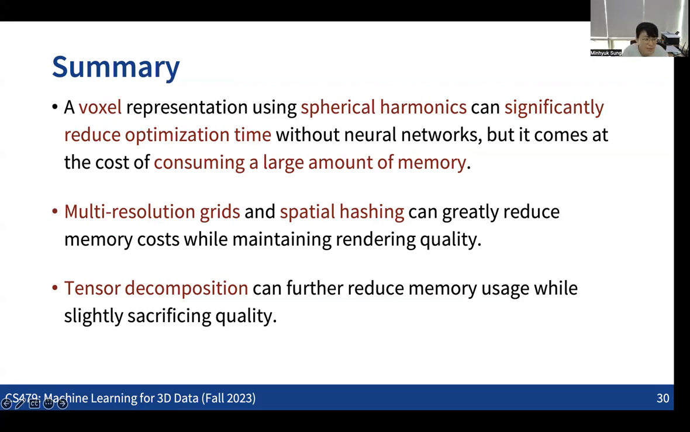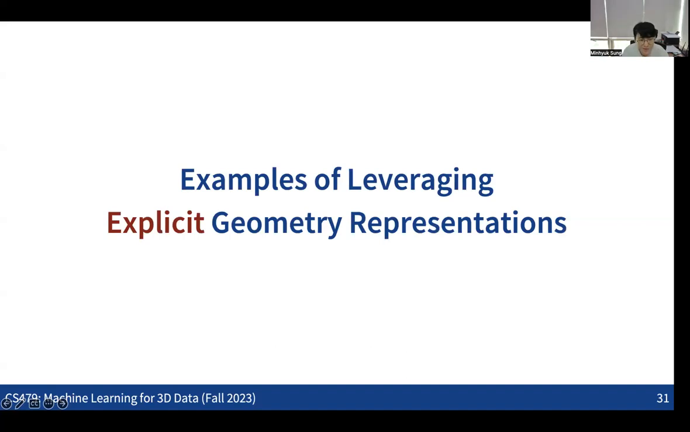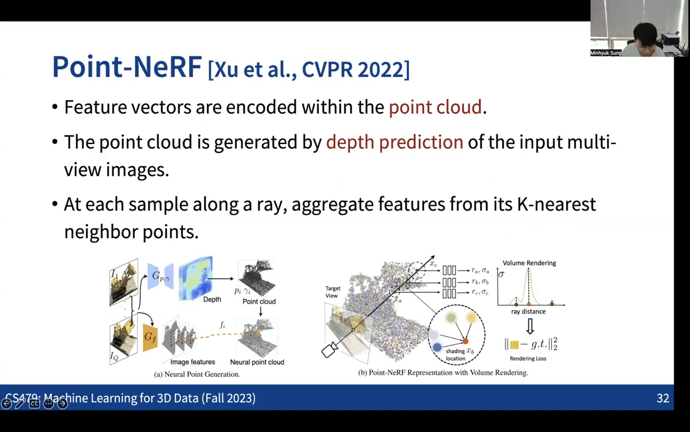So yeah, there is actually tons of follow-up work on NeRF, so you can check out some other papers as well. There are lots of other representations. I just picked some representative work, especially using some new representation for NeRF rendering. And there are also some examples that leverage a more explicit geometric representation for the NeRF pipeline. One notable example might be Point-NeRF.